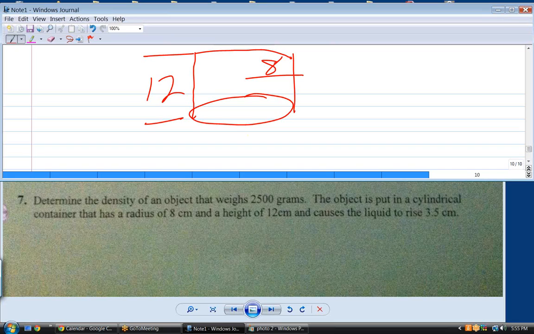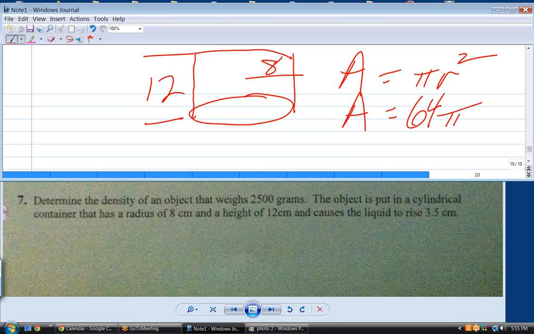Okay, so A equals pi r squared. Let's solve for A. That would be 8 squared times pi, so 64 pi. Right? Yeah. Okay, that's step 1, solving for that area right there.